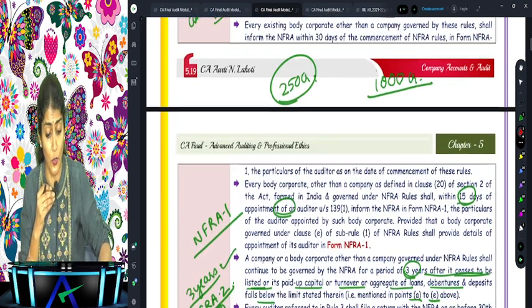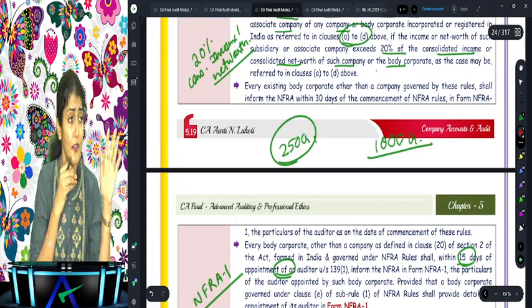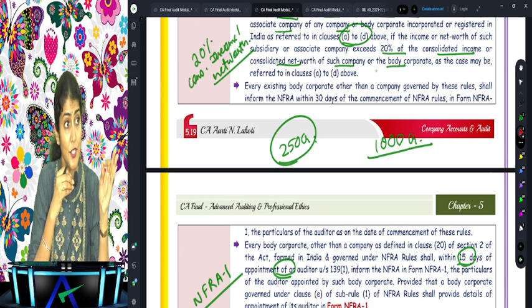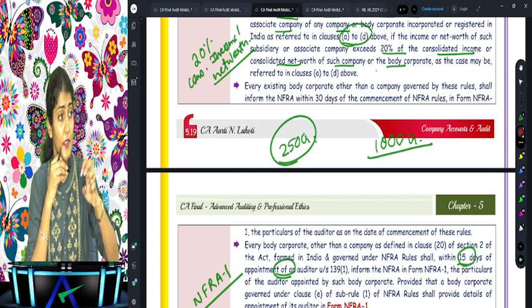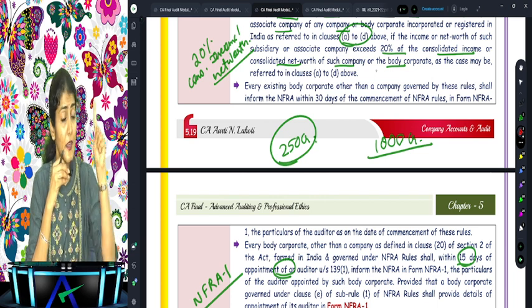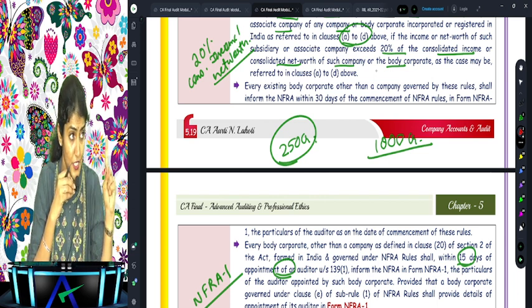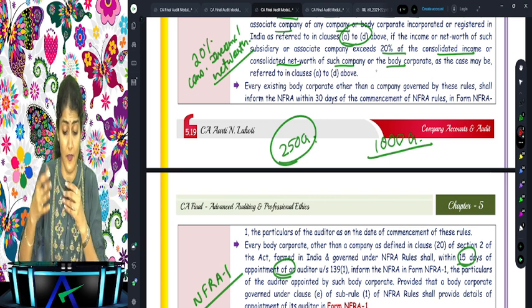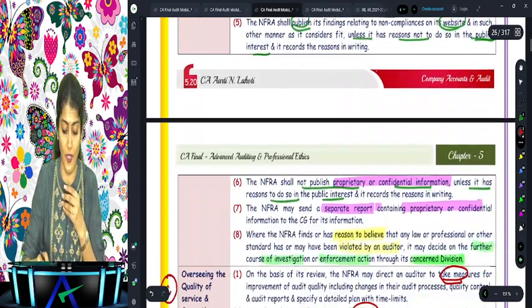So what are the two important questions which we have over here? Applicability of the NFRA, and the wholesale question on the functions of the NFRA, and then out of the wholesale are coming the three retail questions. Make recommendations to CG, monitor and enforce compliance with the auditing standards, and then oversee the quality of the services and suggest the measures for the improvement.